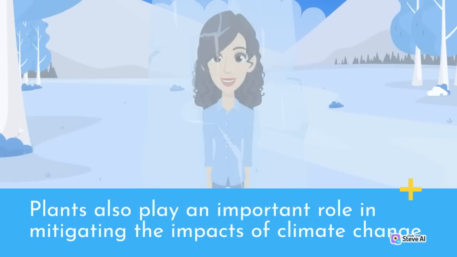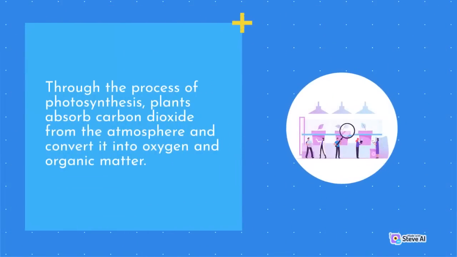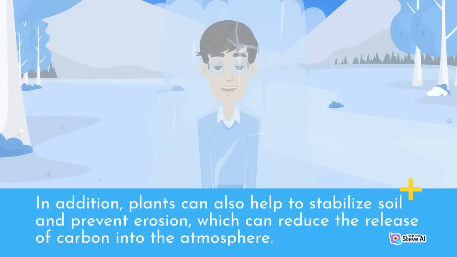Plants also play an important role in mitigating the impacts of climate change. Through the process of photosynthesis, plants absorb carbon dioxide from the atmosphere and convert it into oxygen and organic matter. This process helps to reduce the concentration of greenhouse gases in the atmosphere, which can help to mitigate the effects of climate change. In addition, plants can also help to stabilize soil and prevent erosion, which can reduce the release of carbon into the atmosphere.